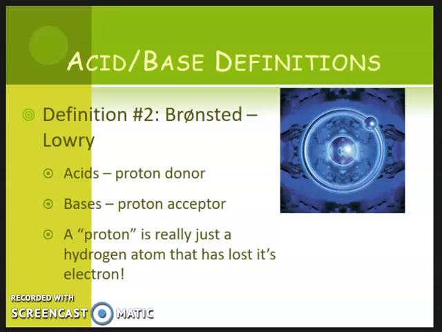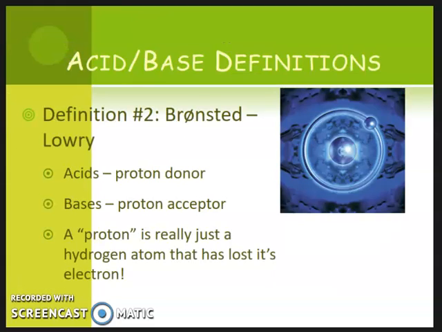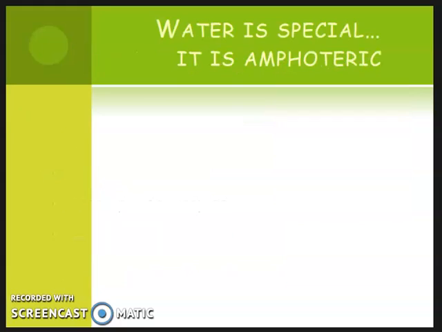So our first definition was the Arrhenius one. Okay, the second one is Bronsted-Lowry. And these are just very simplified ideas of what their definitions of acids and bases are.